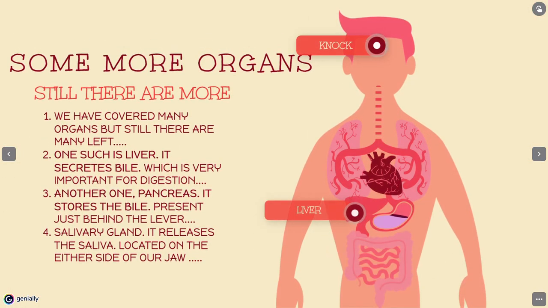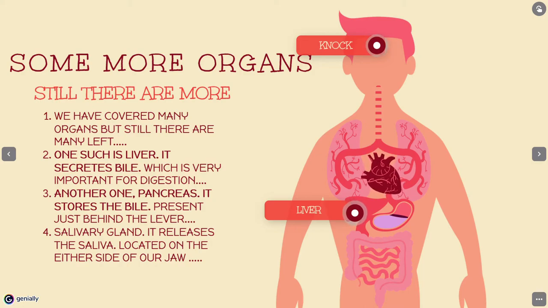We have covered many organs, but still many are left. Like one of them is the liver, a very important part, right? It produces bile. Bile is a very important digestive juice, responsible for emulsification of fat. What do I mean by emulsification? A very important term. Emulsification means breaking down of large molecules into smaller ones, which is digestion also, but emulsification is a short term for it. Okay, so then one more is the pancreas. It stores the bile.